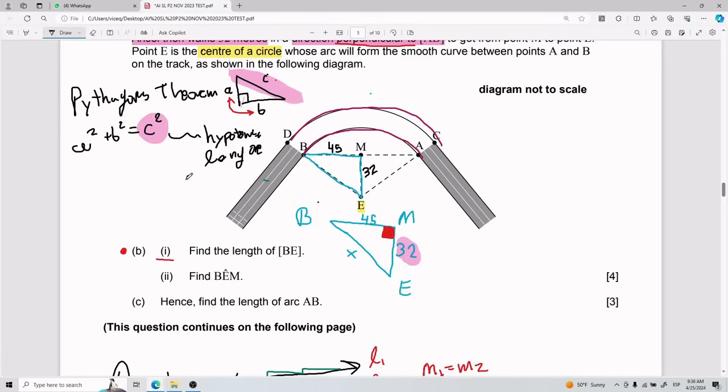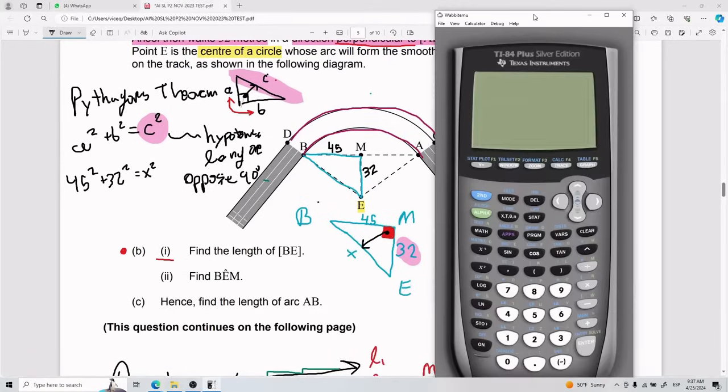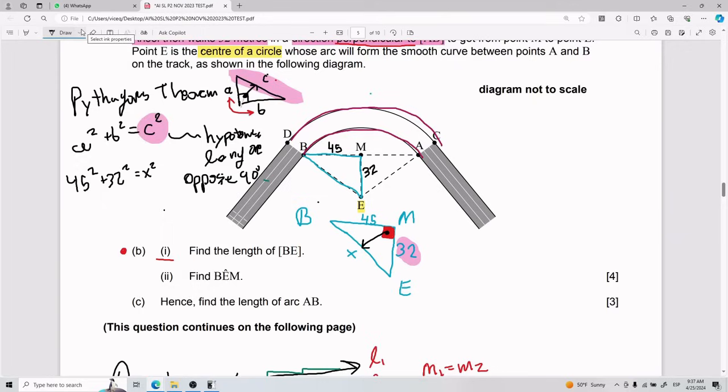How else can you remember it? It's the one that is opposite to the 90 degrees. So for example, this 90 degree, its opposite is side C. This 90 degree, its opposite is X. So now I can say 45 squared plus 32 squared equals X squared, X being the length of BE. And so from here, let me just pull out my trusty rusty calculator. If you want to skip a bunch of steps and look really cool, you can actually do the square root right away. And so this goes away with this. You end up with X equals the square root of this.